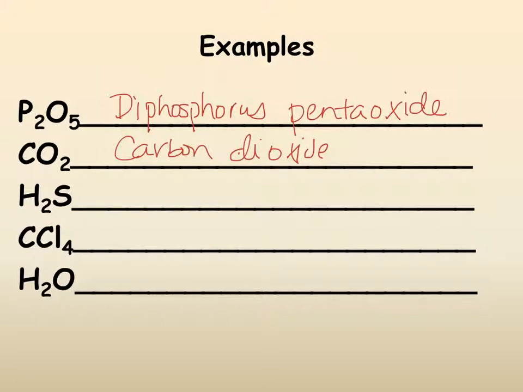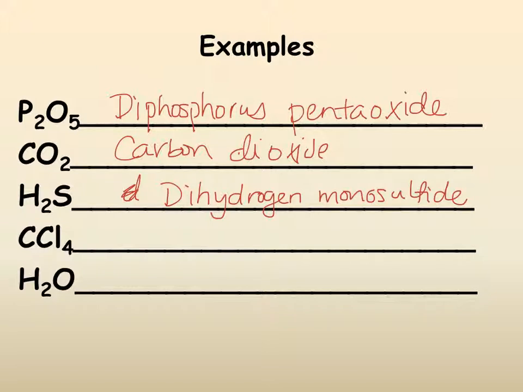Then we have 2 hydrogens and 1 sulfur. So 2, we have to write in the prefix, and then since it's 1 sulfur, and that's the second element, we have to write the mono in for that. So this is dihydrogen monosulfide. You don't need to capitalize the first word, I'm just doing that for consistency.